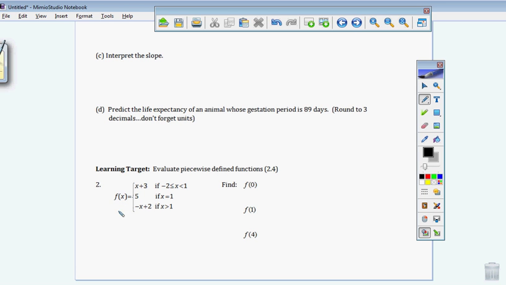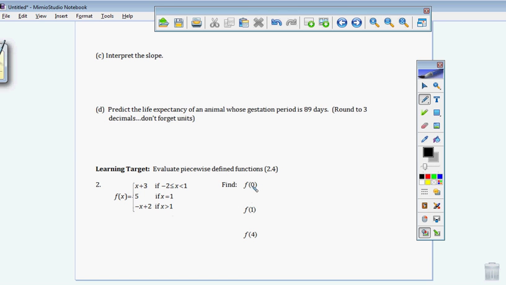2. We have a piecewise defined function, and basically on this one, you just got to make sure you're looking at the right spot. Okay, so before I start, we're only going to go between -2 and 1. If an x value is between those two, inclusive of -2, not inclusive of 1, we're going to go here. If x is equal to 1, we go here, and if x is greater than 1, here.